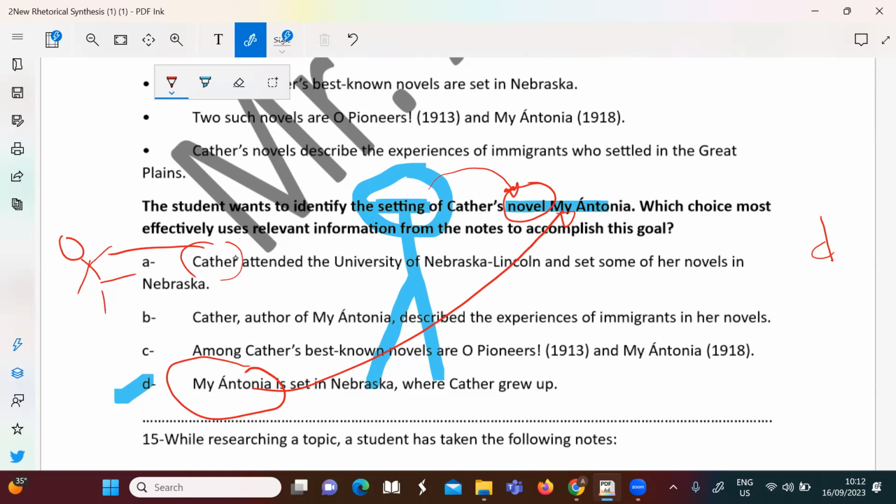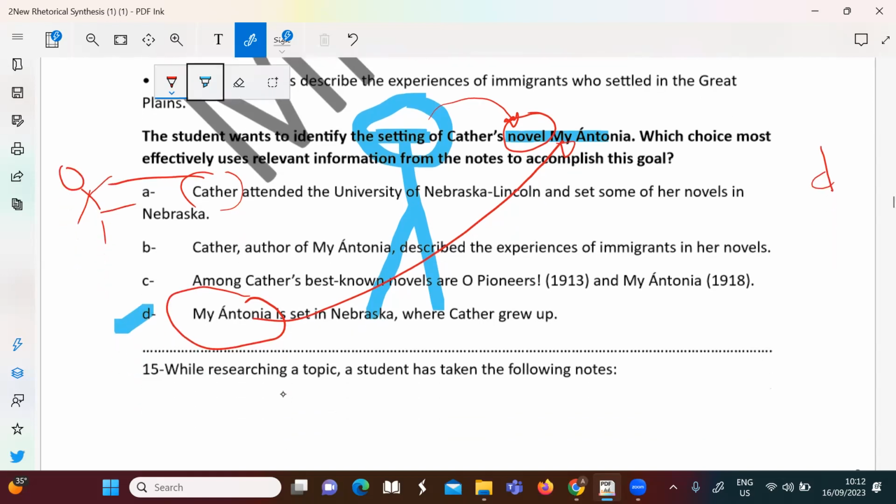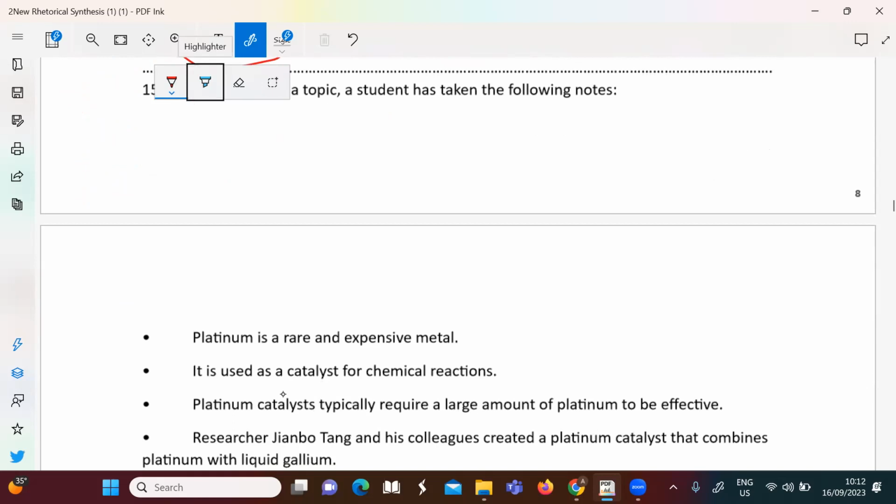Not the place where Cather did whatever she was doing, writing and so on. So this is the place of the person. I want the setting, the place of the novel. That's the novel and that's the place of the novel, the setting of the novel. Thank you, Adima. Hara, next.